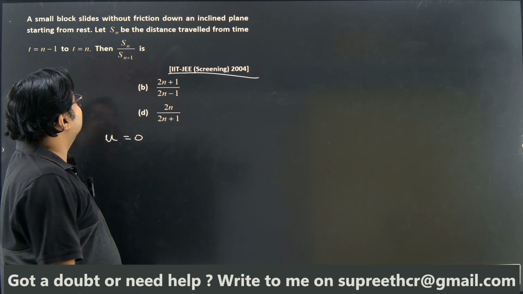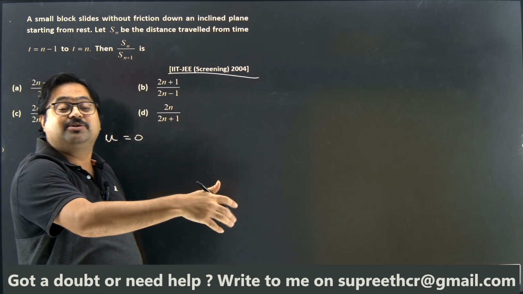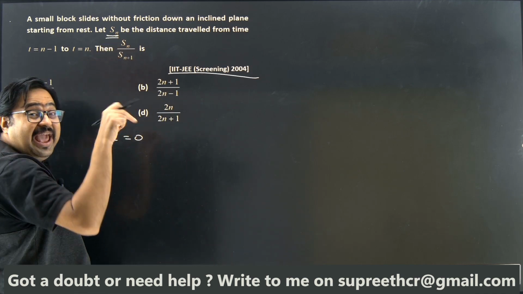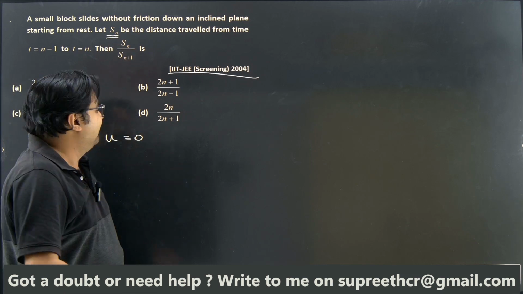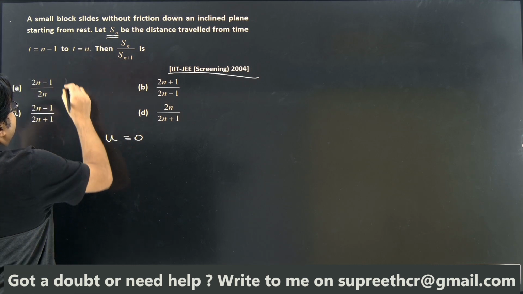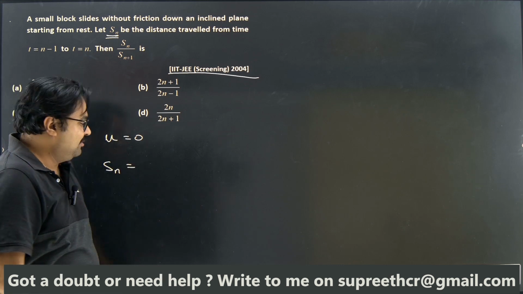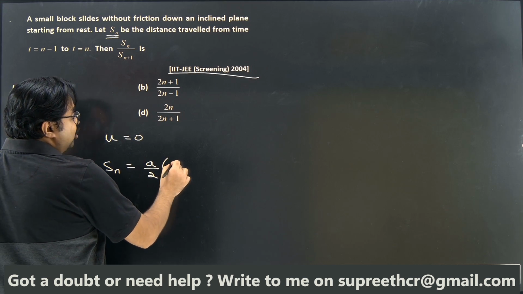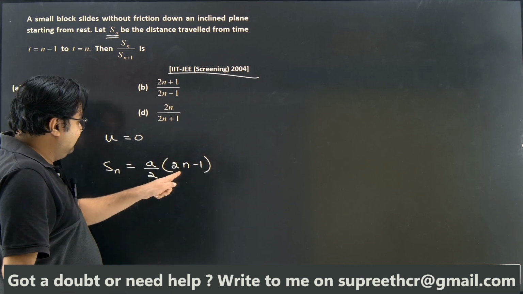It's very similar to the previous problem. Let Sn be the distance traveled from t equal to n minus 1 to n. Now that's the definition of Snth second, but the question calls Snth Sn here. So do not get confused between Sn and Snth. Now Sn, dear friends, is n minus 1 to n. So according to this question, if I were to write Sn, which means Snth, the formula is u, which is 0, then I shall write a by 2 into 2n minus 1, because it's the distance traveled in the nth second. I've written n there.